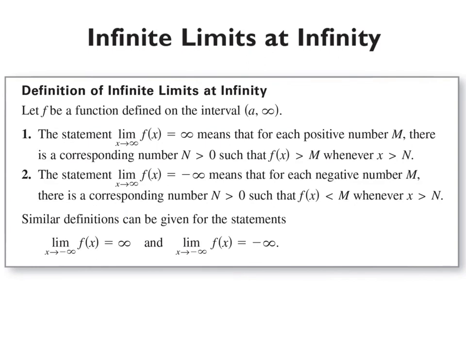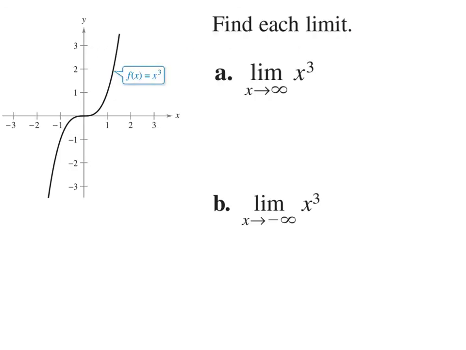And last but not least, we're going to talk about infinite limits at infinity. And here's a very formal definition, but essentially we're working with polynomial functions that approach infinity or negative infinity in either direction. It really has to do with end behavior. So let's take a look at a few examples. So let's look at the very classic cubic function, f of x equals x cubed, and let's take the limit as x approaches infinity and x approaches negative infinity.